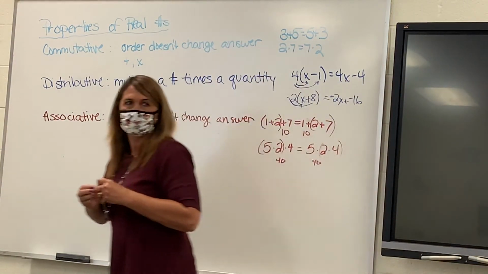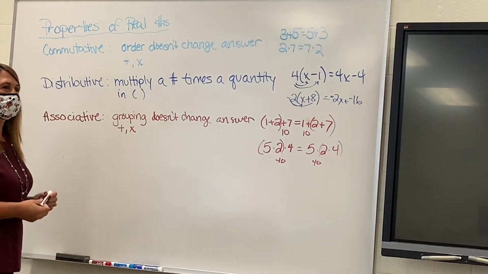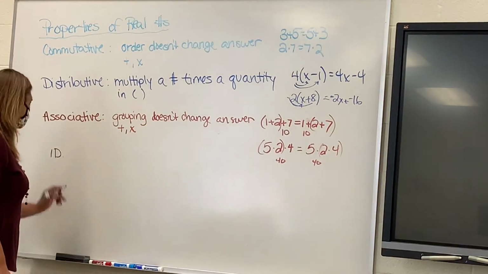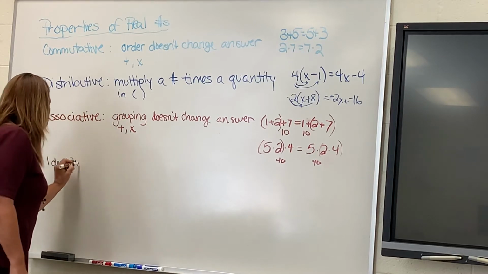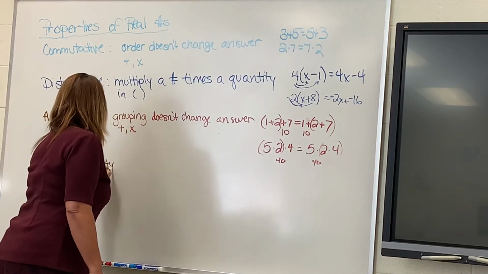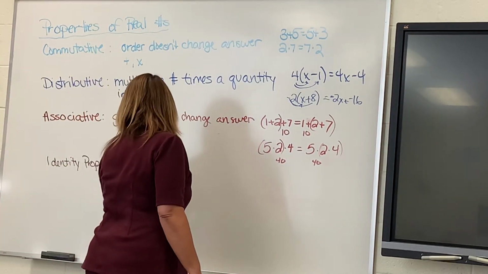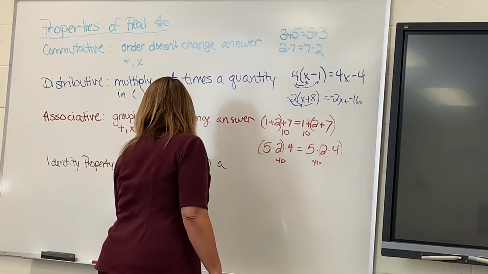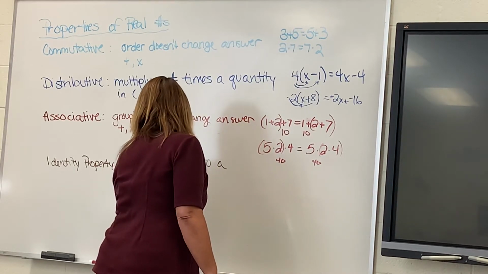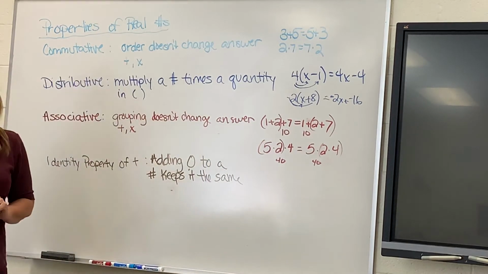Can you think of another property? Yeah? The identity property. Oh, how do you know the identity property? When you add it to 0. So you want the identity, I was gonna write a shortcut. I will actually. Identity property of addition then. So what is it? Any number plus 0 is that number. Right. Adding 0 to a number keeps it the same.